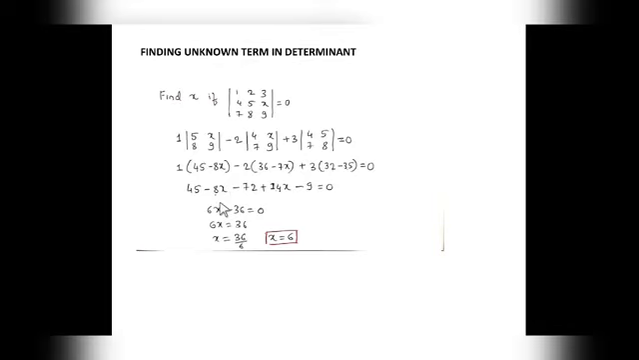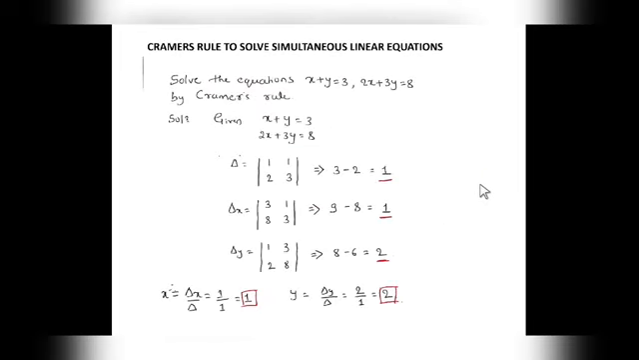Now we'll operate with the x terms. Minus 8x plus 14x will be 6x. 45 minus 72 minus 9 will give us minus 36, which will be equal to 0. 6x is equal to minus 36; on this side, it will become plus 36. That is, x is equal to 36 divided by 6. Therefore, the x value is 6.